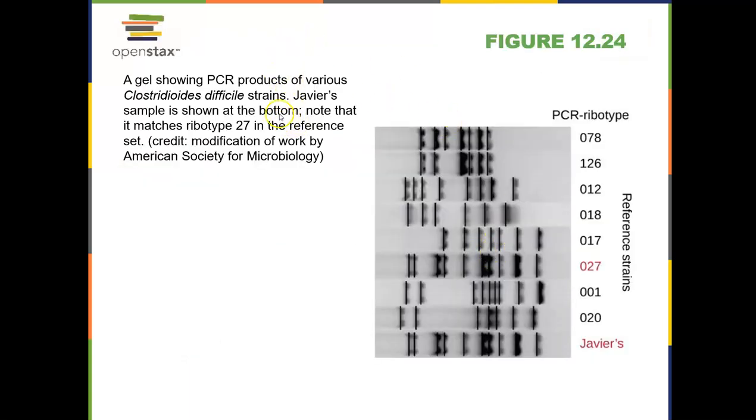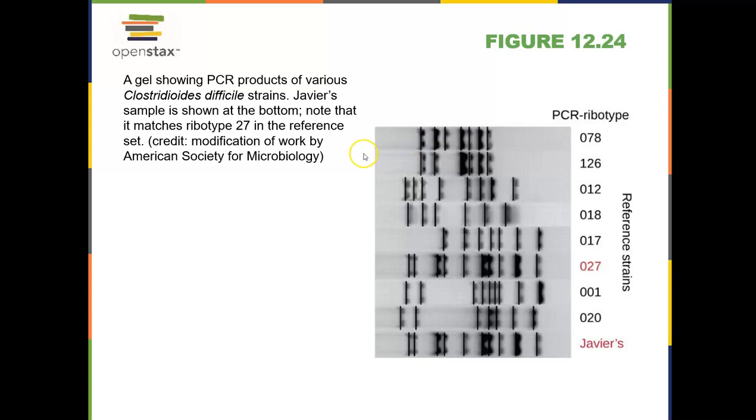This one's showing PCR products of Clostridioides difficile. And so you've got different samples. This is like showing the type of strain that was taken out of a particular person. And then these are known strains. You're going to match up the profile to figure out which one infected Javier. So it has to have the same exact profile.